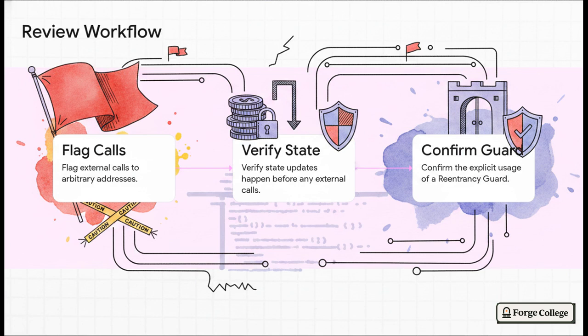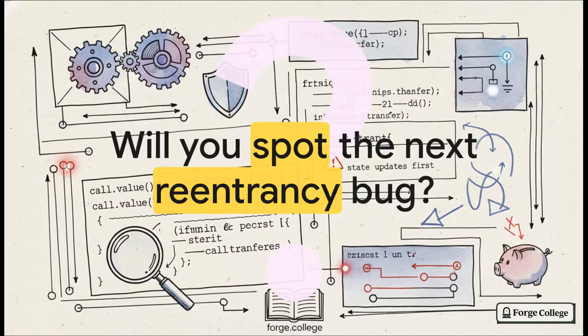Whenever you see a withdrawal-like function, just run this exact mental checklist. It directly maps to the historical corrections the entire ecosystem had to adopt. Which brings us to the ultimate question laid out on our final blueprint. Will you spot the next reentrancy bug before it strikes? History has shown us the devastating consequences of getting this wrong, but hey, now you have the exact schematic to get it right.